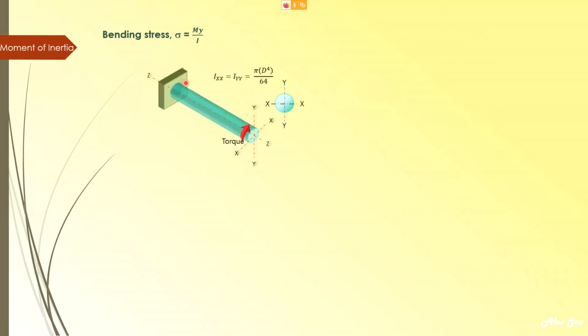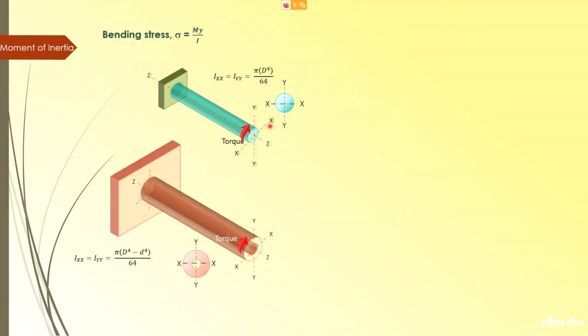So now, bending stress. Earlier we had shear stress, now we have bending stress. If it is a solid shaft, the moment of inertia, taken about the x or y axis, should be pi d to the fourth over 64. If it is a hollow shaft, remember this is 64, not 32, based on the external and internal diameter.